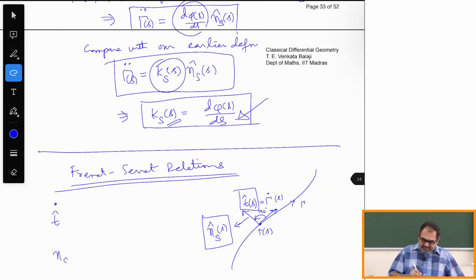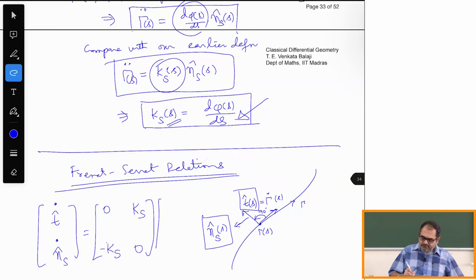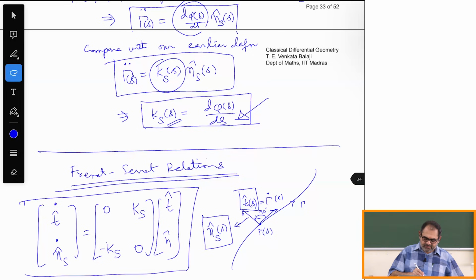As the curve moves, this T and N are also moving, and I want to record the change of T and the change of N. That means I need their derivatives. So there is T cap dot, there is n_s cap dot. It's messy, but let me write it like that. What you actually get is this skew symmetric matrix. These are the Frenet-Serret equations.